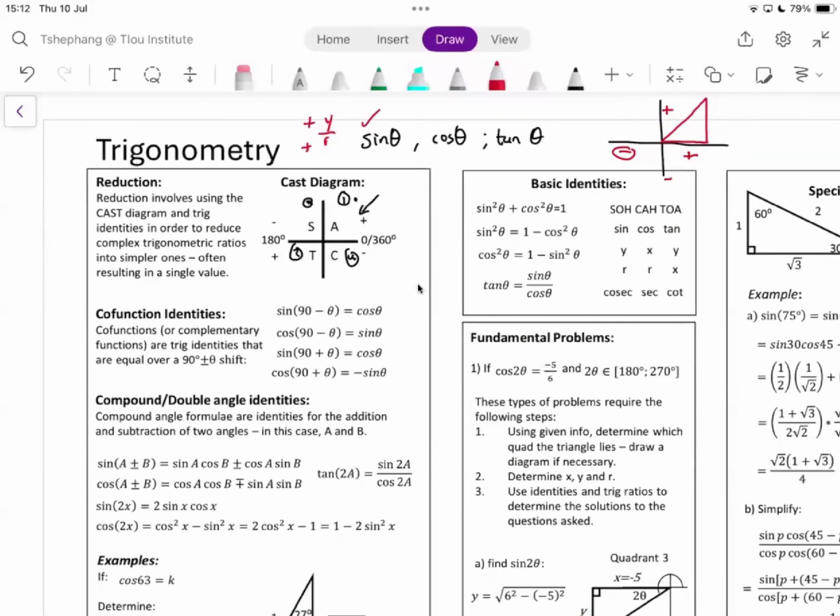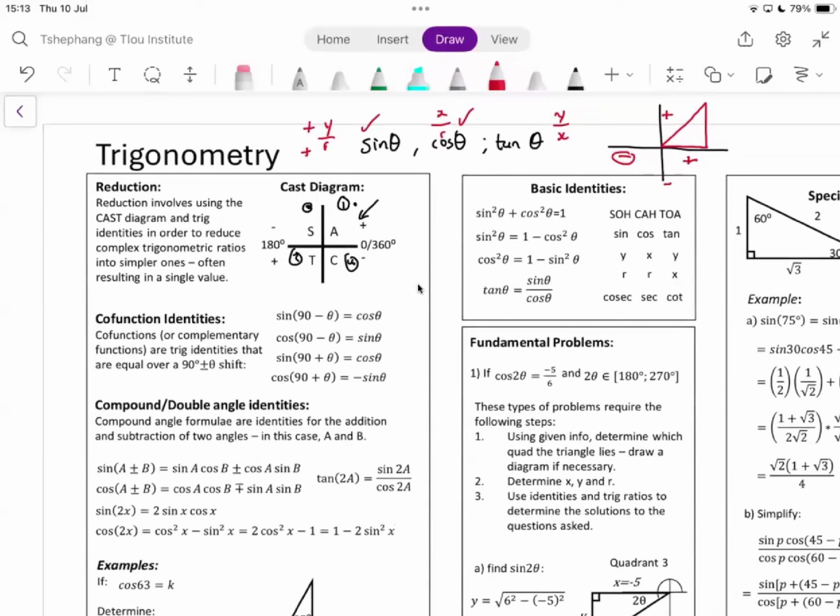So cos is also positive and r is also positive. That's why cos is positive. Then tan, we simply know it as y over x. Since the y values and the x values are both positive, positive divided by positive will still give you a positive. And that's why all of them are positive in that quadrant.